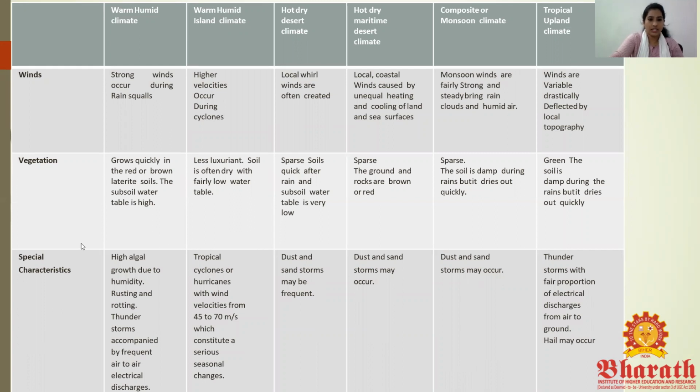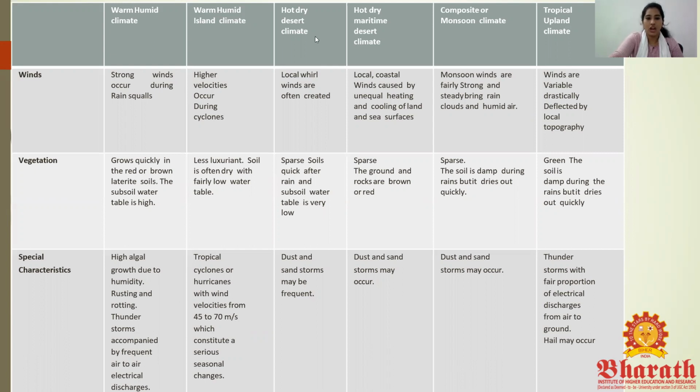Looking at the special characteristics of warm and humid areas, you have very high algae growth due to the humidity. Rusting and rotting happen. There are thunderstorms accompanied by frequent air-to-air electrical discharges. You also have tropical cyclones. So being in a humid area, you have hurricanes, winds, and thunderstorms.